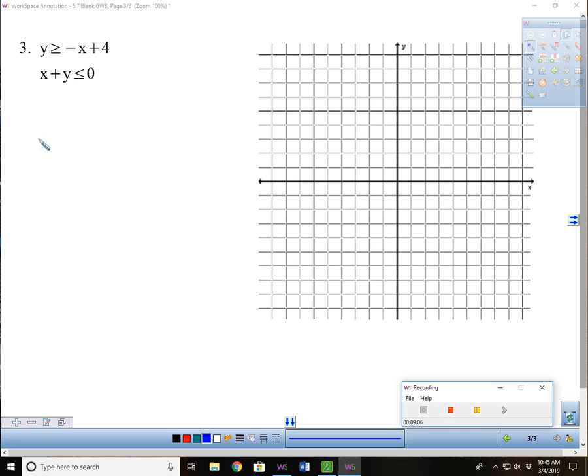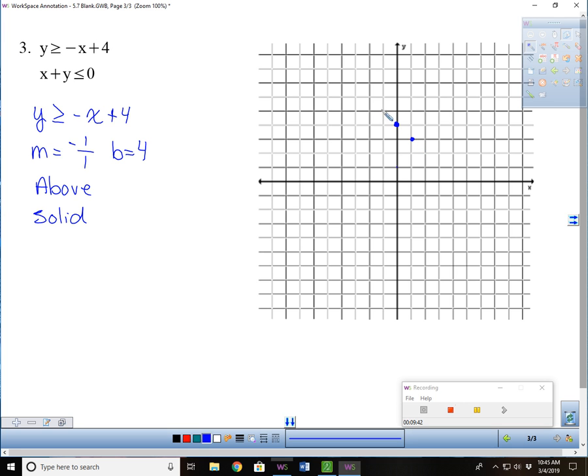Okay, so the first one, your y is already solved for, so we don't have anything to do except identify the parts we need. So your slope is negative 1 over 1, and your y-intercept is 4. Y is greater than, so you're going to shade above. And you're equal to, so you have a solid line. So we're going to start at 4. And we're going to go down 1, right 1. Or up 1, left 1.